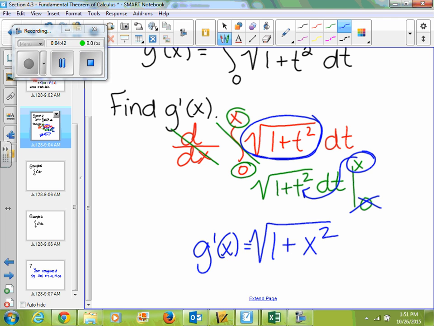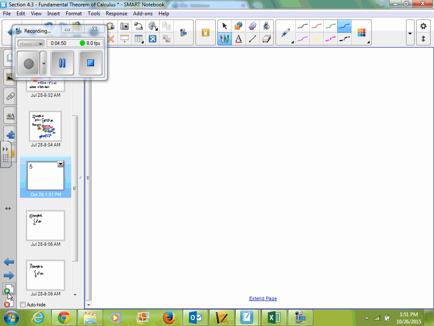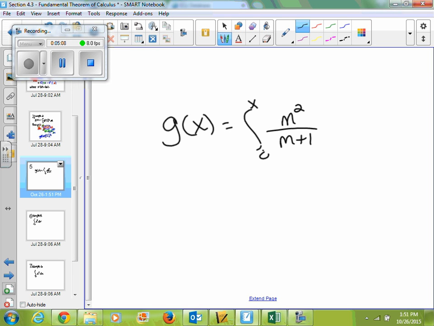So any questions on that? Makes sense? Kind of? Do you want to do another one? Kind of like that? Okay. Alright, so I'm given g of x is the integral from 0 to x of, we'll do a different letter, let's do m squared divided by m plus 1, differentiating along m. And I want to find g prime of x.